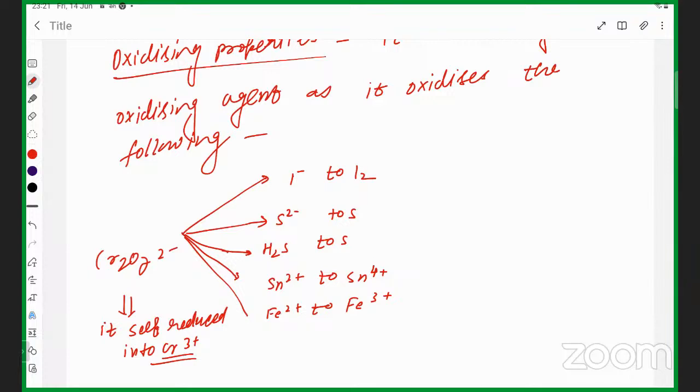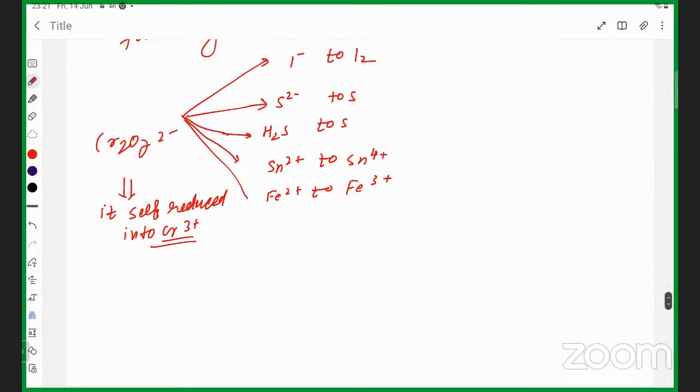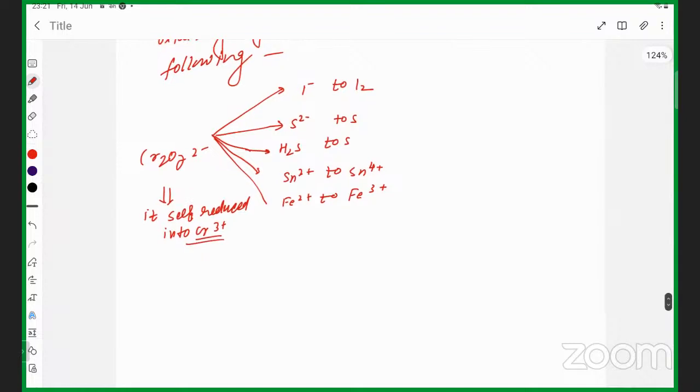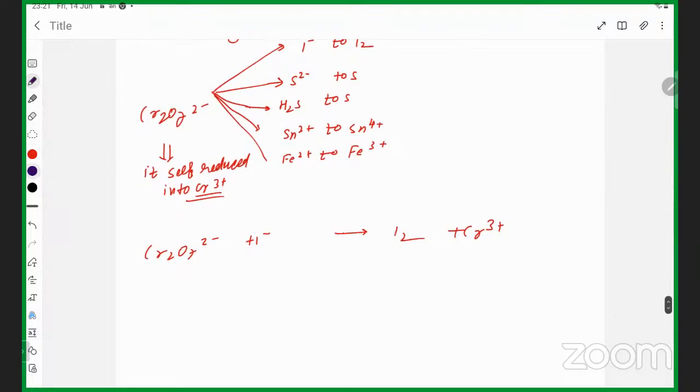Done, sir. Okay. So now I'm just explaining the balance equation, because in the exam you need to write the balance equation. So the first one you see is Cr2O7 2 minus reacting with I minus. So it is going to be I2 plus it is converting into Cr3 plus. All the method you already know now.